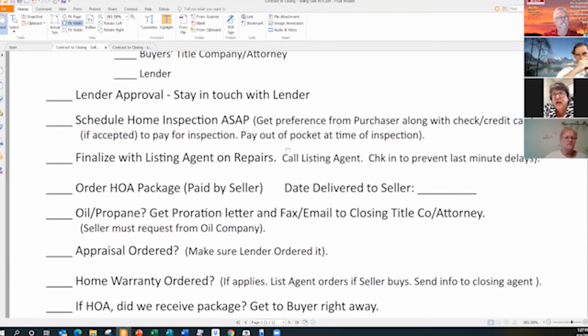You meet with your client and decide which repairs or what kind of credit you're going to ask for, and you send all of that over to the listing agent. Make sure that's done within the number of days that you stated in the contract. And then, as I said, that's when the 7-day negotiation period comes into play.